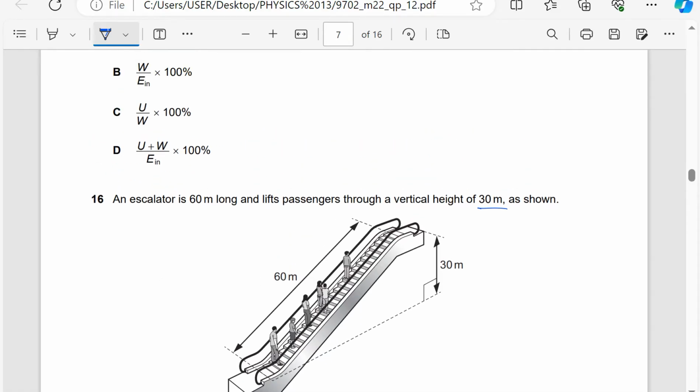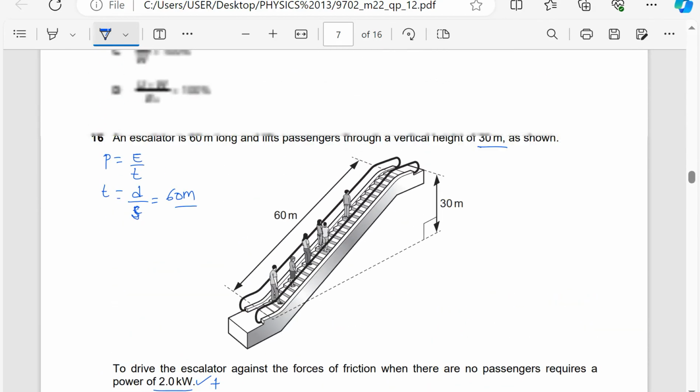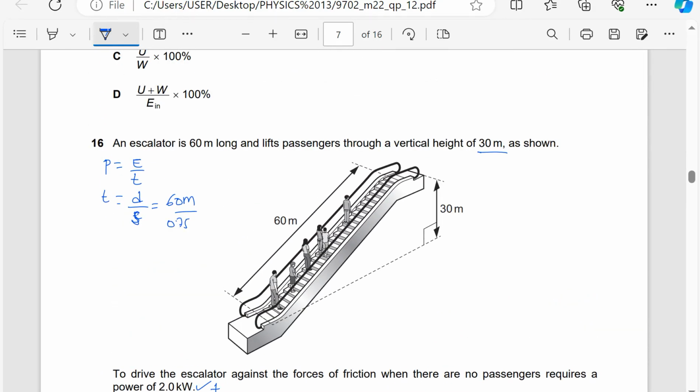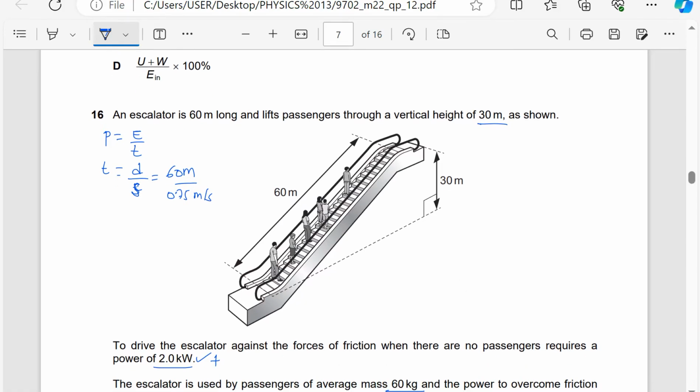First of all, we know that power is equal to the energy divided by time. Power is the energy over time, and we know that the time it would take to move from the bottom to the top, because the speed is constant, is going to be distance over speed. So the distance from the bottom to the top is going to be 60 meters, and the speed is given as 0.75 meters per second. So that is the time it takes to move that distance.